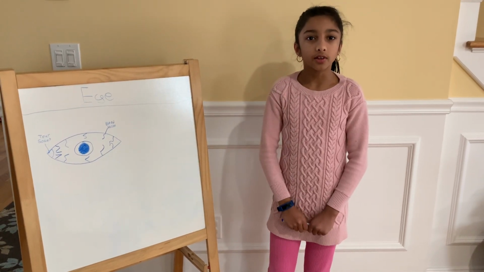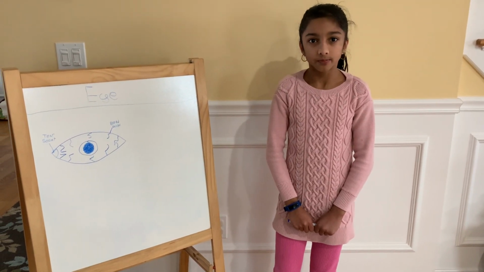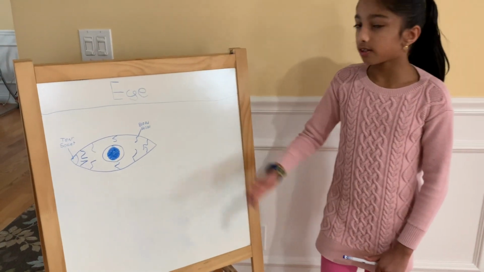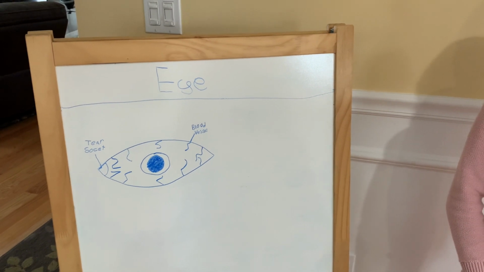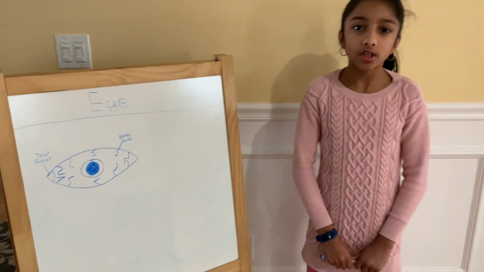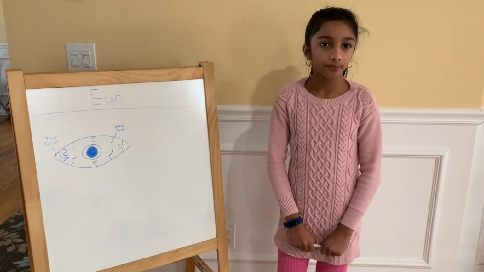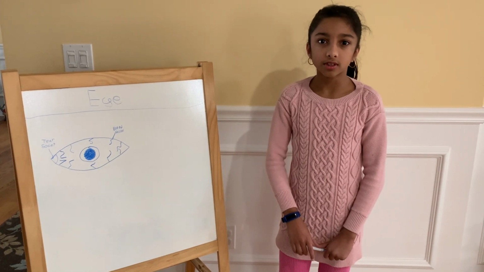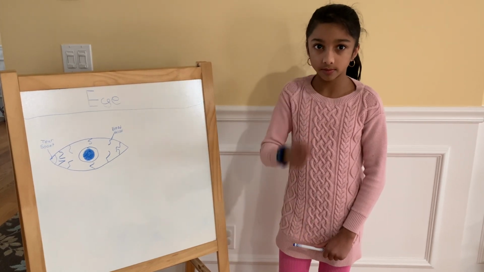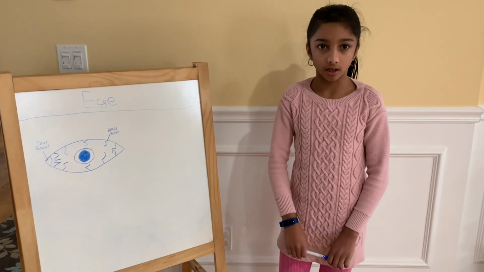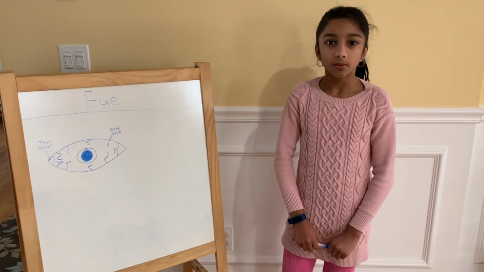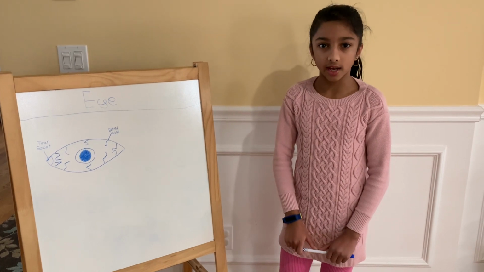And today we're going to be learning about the eye. I drew a diagram here so we know what we're going to be learning about. So first, what we all know about the eye. We know that the eye is made of tissue, as well as the nose. And we also know the eye is responsible for our seeing. But there's a little bit more to that.